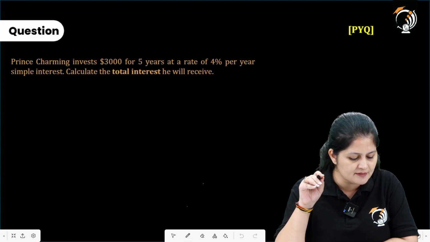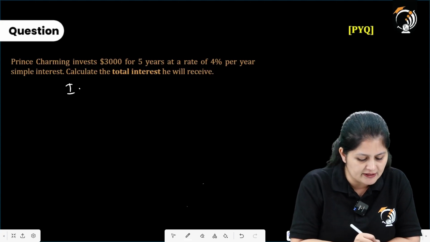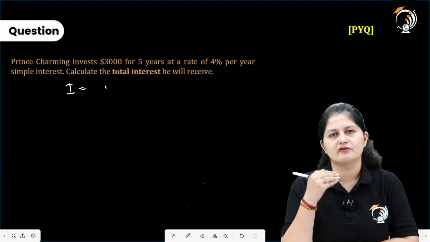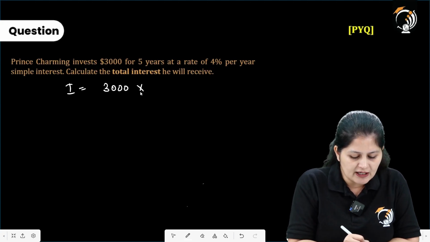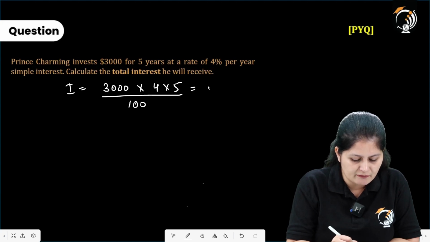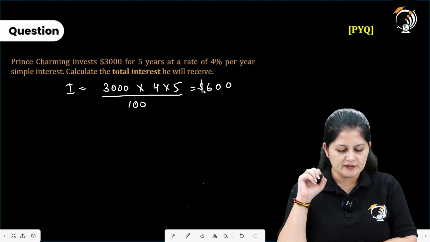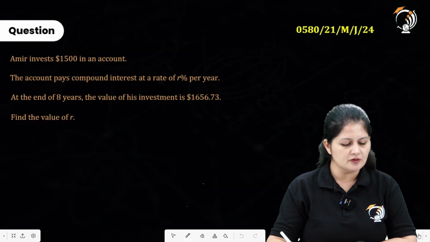Moving to the next question here, which says Prince Charming invests $3,000 for 5 years at the rate of 4% per annum simple interest. We need to find out the total interest he will receive. So here it is a case of simple interest. So we are going to use the formula principal multiplied by rate multiplied by time over 100. So that is going to be 3000 multiplied by the rate of interest multiplied by the time over 100, right? So let's do the calculation. 20 multiplied by 3 is going to be 60. So we are going to get it as $600. Clear? That is the interest that he is going to receive.